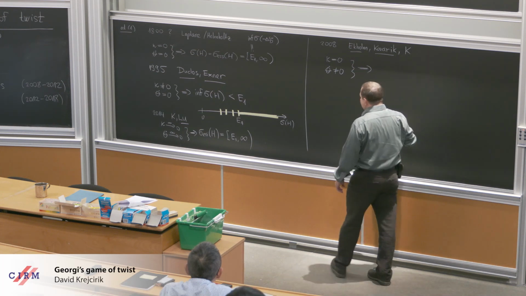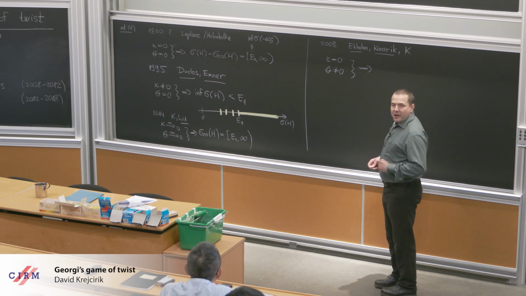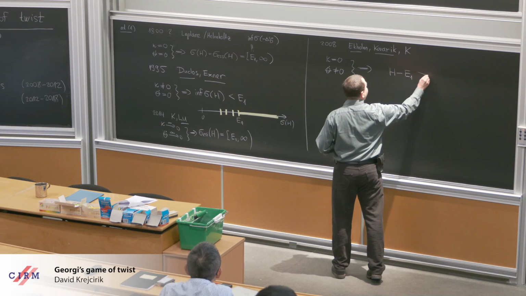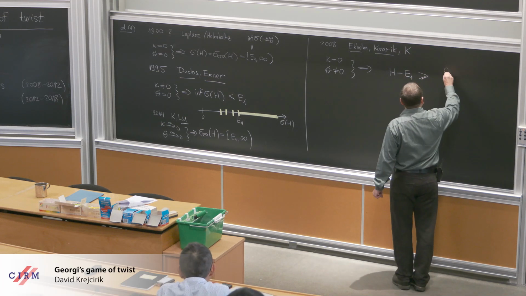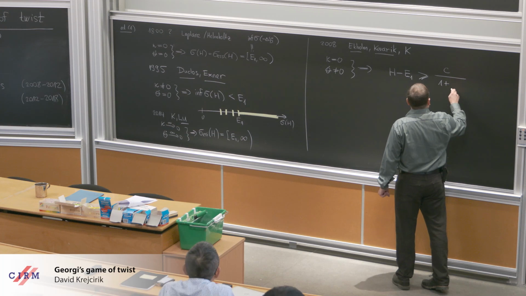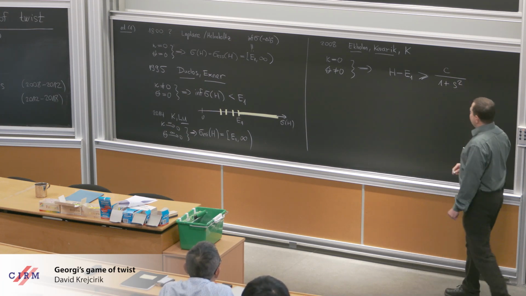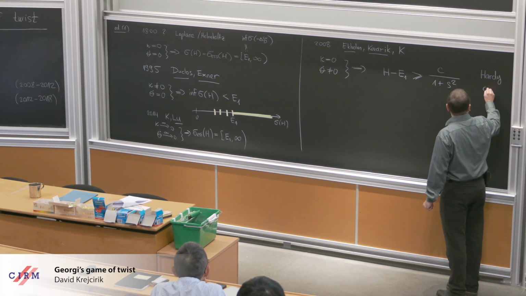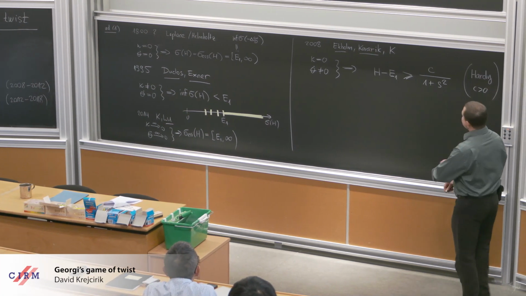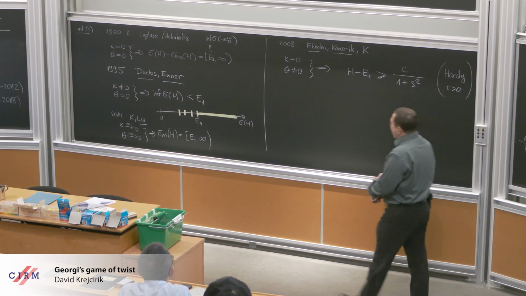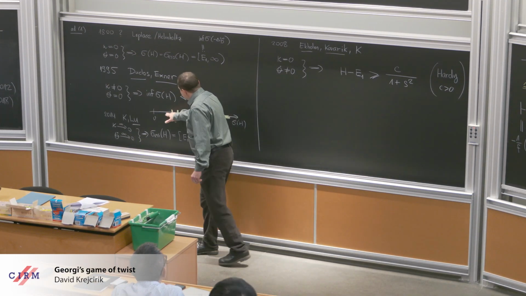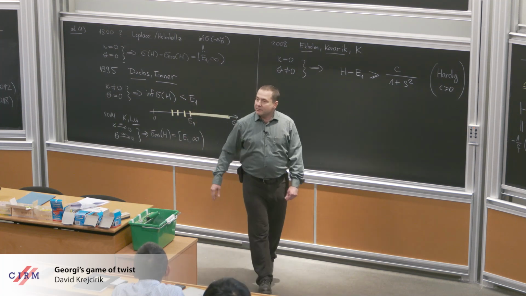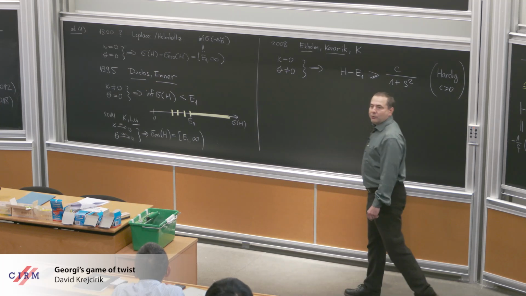And in this case, we established a Hardy type inequality. H minus E1 is greater than or equal to some constant times 1 plus s squared, for example, in this way. So this is a Hardy inequality. The constant is positive, yeah? So in particular, it means that not only are there no eigenvalues below E1, but you have a sort of repulsivity, which is quantified by the Hardy inequality.